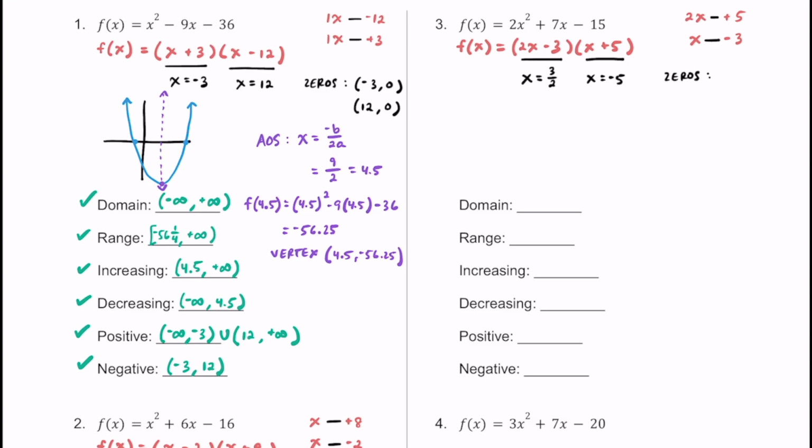Let's go ahead and write those down. One of them is going to be 3 over 2, or 1.5, comma 0. And the other zero is going to be -5, comma 0. All right, so those are our two x-intercepts.